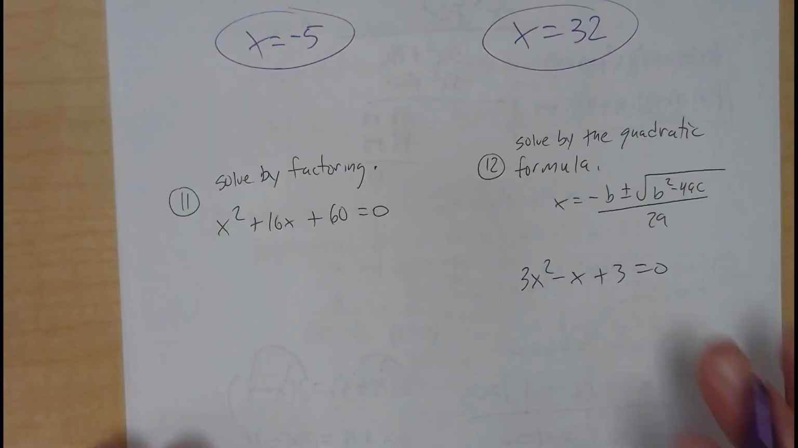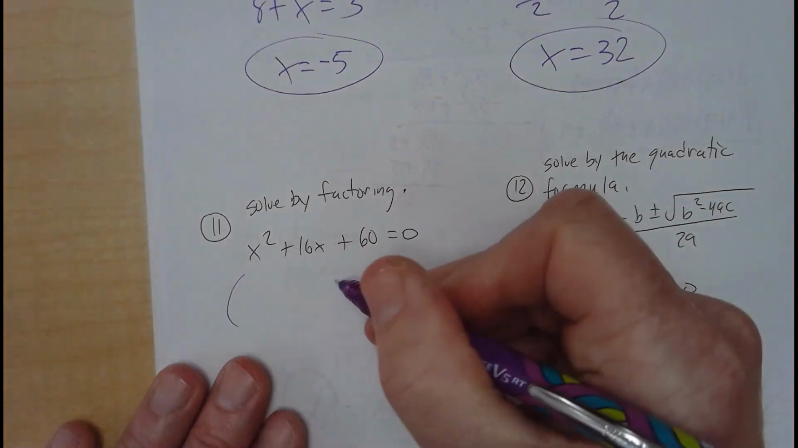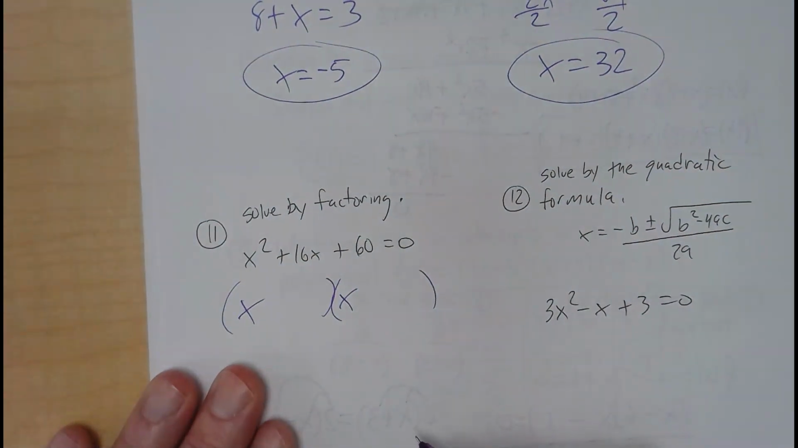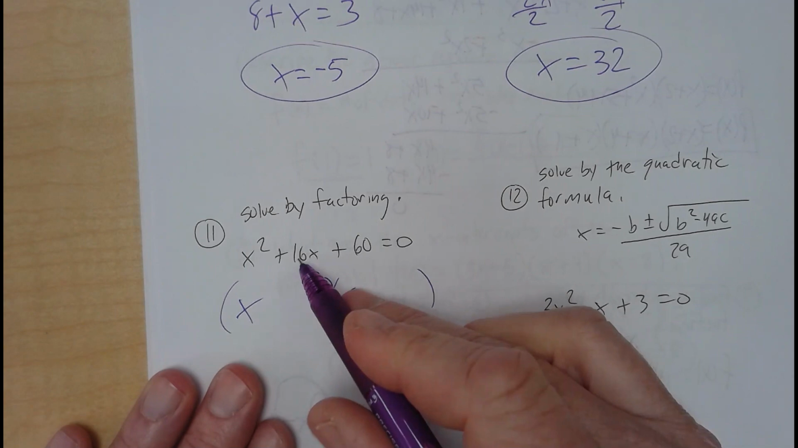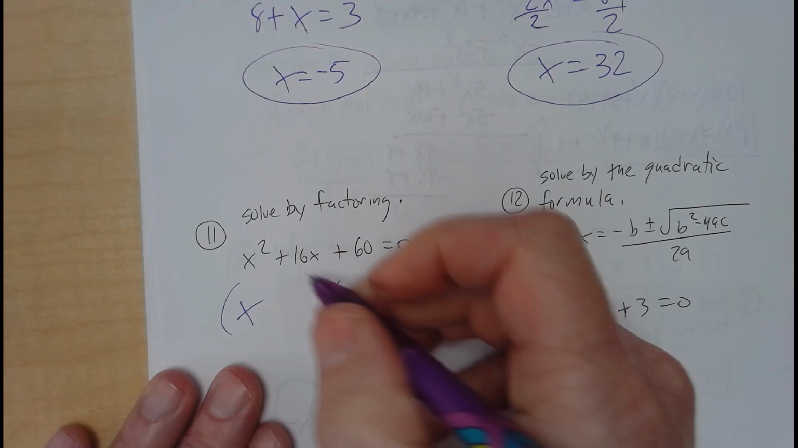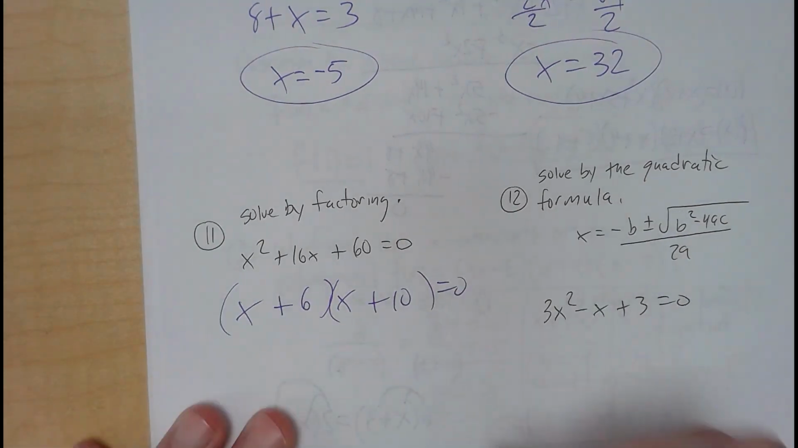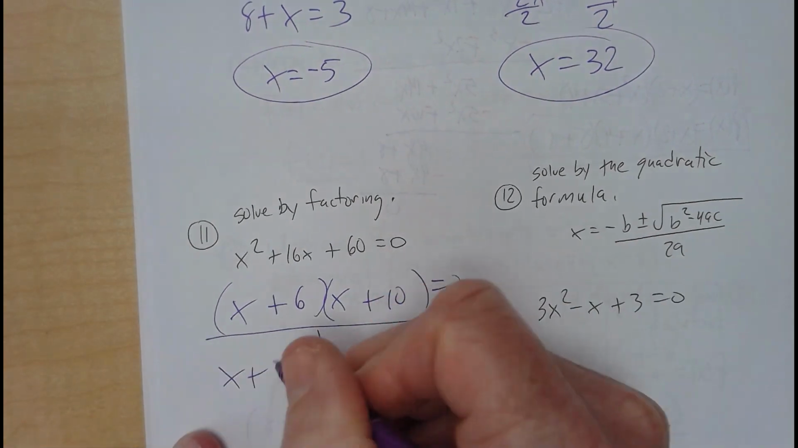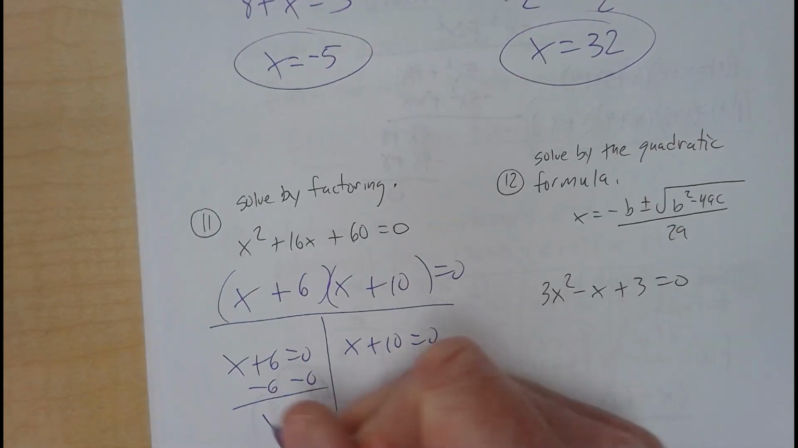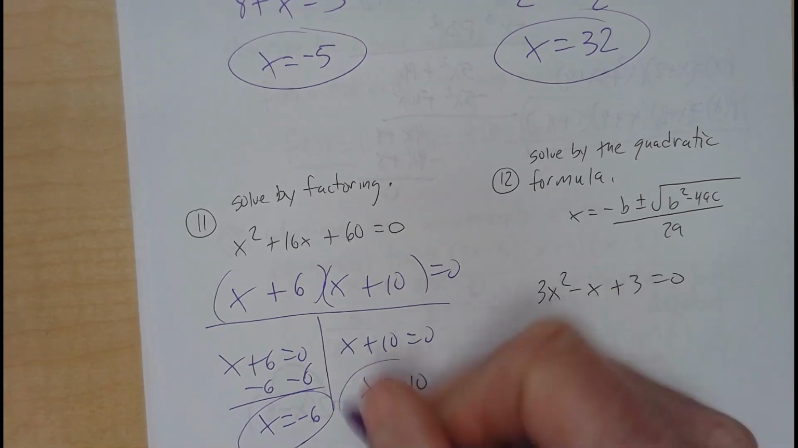All right, now we're going to solve by factoring, and what we do is we have x and x, and then the 60 has to be broken up to make 16. So it's solved by factoring, which is also the same thing as finding the x-intercepts. So we've really already done this problem. 6 and 10. All right, and then we have x plus 6 is equal to 0, x plus 10 is equal to 0. Minus 6, we get x is equal to negative 6. Subtract the 10 over, x is equal to negative 10.